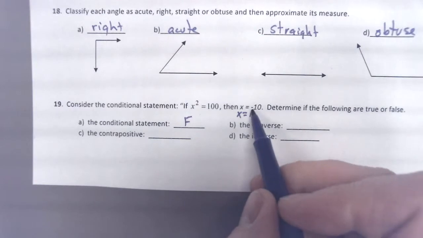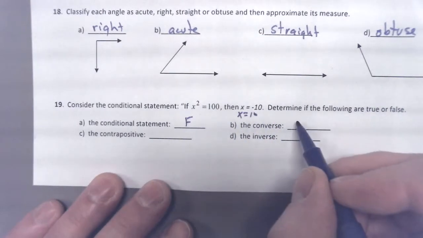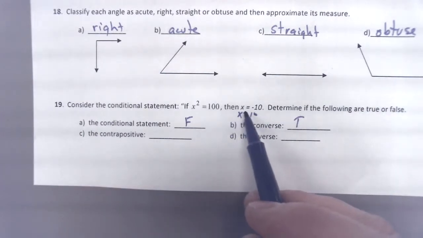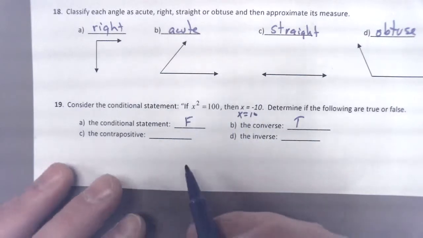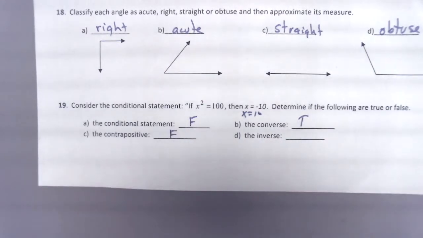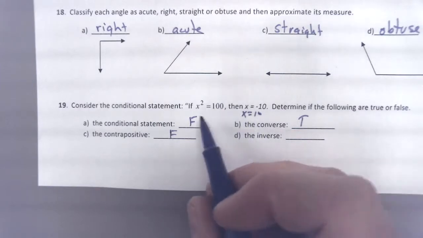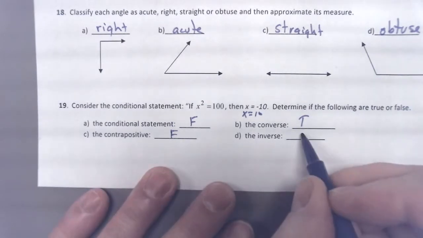The converse, if x equals negative 10, then x squared equals 100. That's a true statement. The contrapositive would say if x does not equal 10, then x squared does not equal 100. That would be false. And the inverse is if x squared does not equal 100, then x does not equal negative 10, and that one would be true.